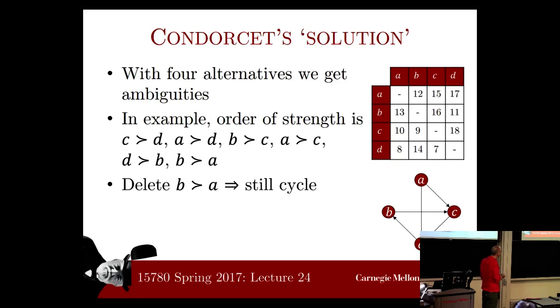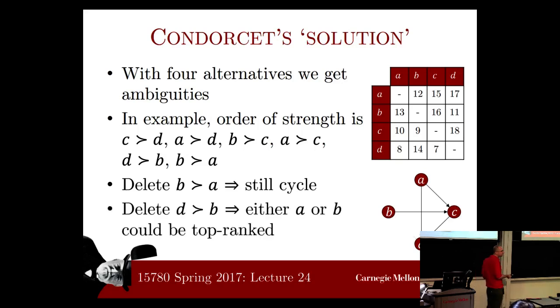So the next edge to delete is between D and B. So we delete this edge. At this point, we don't have a cycle. But it's also not clear to which ranking this graph corresponds. What we have is that A and B both beat C, A also beats D, but it's not clear what the relation between A and D is. So in a ranking that is consistent with these comparisons, we can put A first or put B first. It's not clear what we should do.